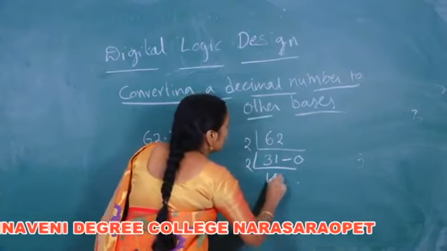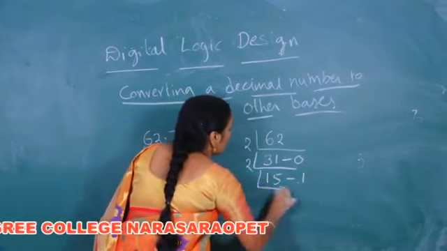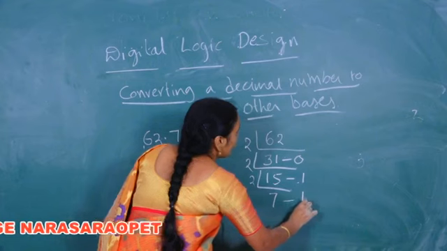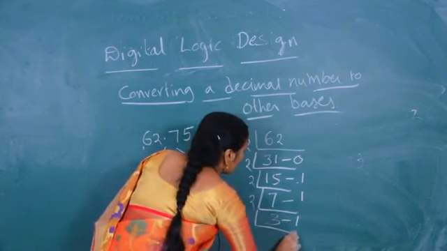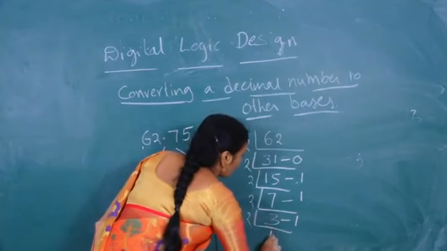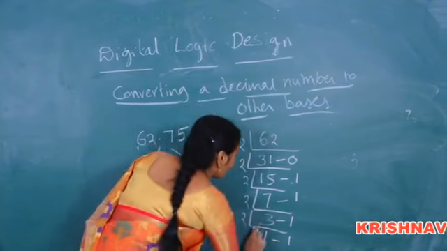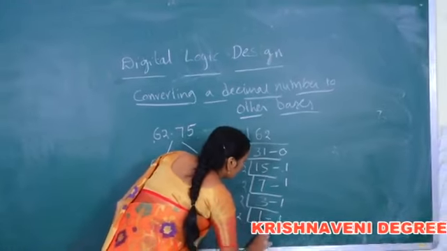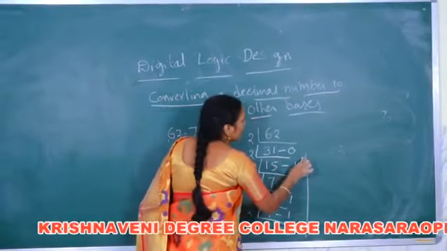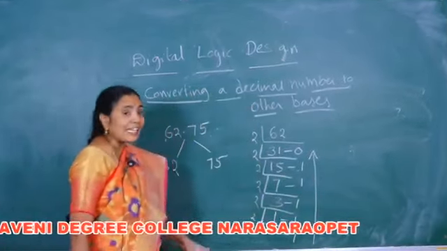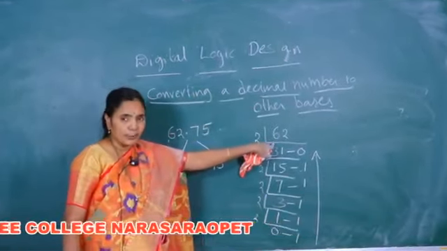2 15s are 30, and the remainder is 1. 2 7s are 14, remainder is 1. 2 3s are 6, remainder is 1. 2 1s are 2, remainder is 1. 2 0s are 0, remainder is 1. When you collect all these remainders from bottom to top, it gives the binary number of 62.